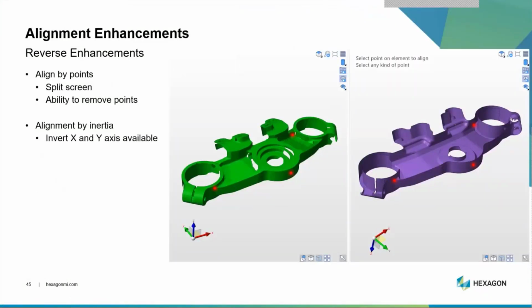We have a few enhancements to the alignment command, the biggest one being align by points. We've made it a lot more user-friendly. We've now got the option to split the screen and also to remove the points. This means you can see the elements independently of one another and move them around independently, which makes it much, much easier to select the first point on the target and the second point on the destination element.